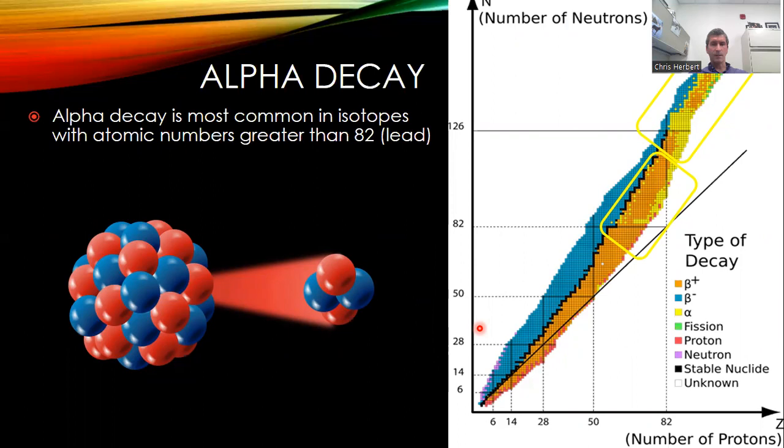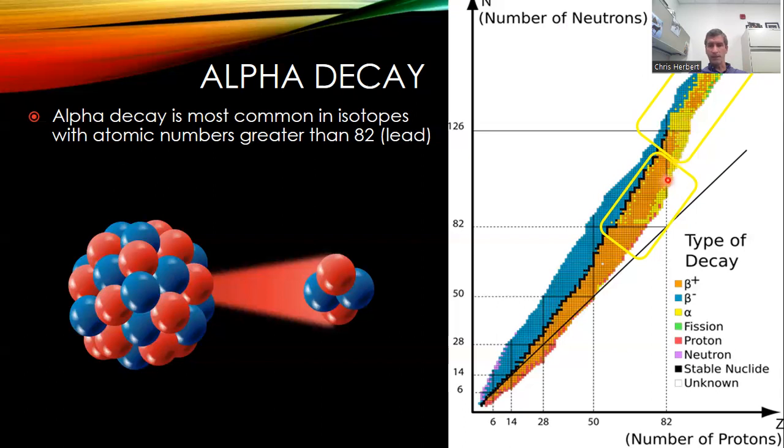Alpha decay, as we talked about, is the emission of alpha particles. So it's almost like these nuclei give off a little mini nucleus. Most of the place where we see alpha decay, shown in yellow on this isotope chart, where we have neutrons on the vertical and protons on the horizontal, is right above a neutron number of 82, where we start getting the emission of these alpha particles. And above element 82, which is lead, it becomes very common.